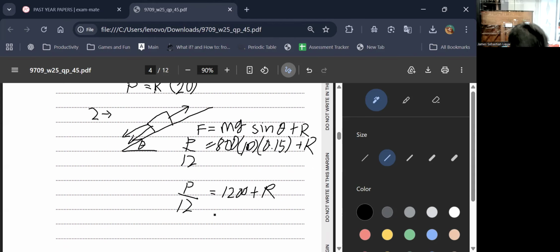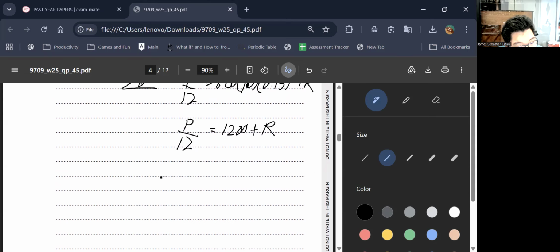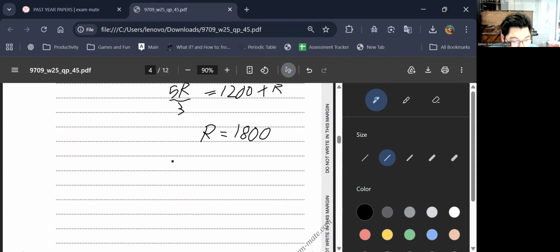Substituting P is 20R into this, we get 5R over 3 is equal to 1200 plus R. So from here we should be able to get that R is 1800, and so P is 20 times R, so P is 36 times.